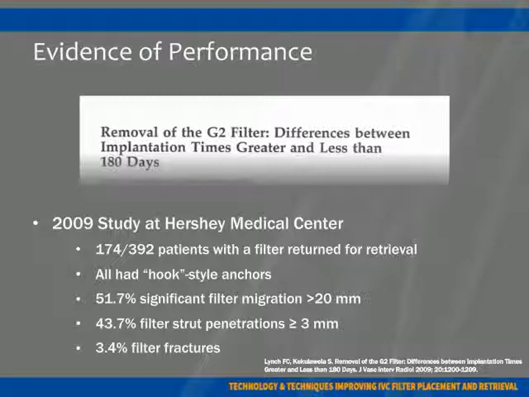Half of them had strut penetration, and almost 3.5% had fractures. So this is something we've dealt with a lot when we take these filters out and there's a fractured strut that you leave behind. And that, again, I don't know what the significance of that is, but I do know when you tell a patient that there's a metal strut, a little piece of metal sticking into one of these veins in your abdomen, and try to explain that away, it usually doesn't go too well. So it's certainly something that's caused that filter a lot of problems.